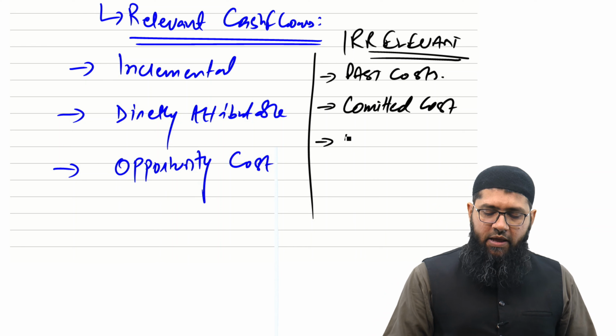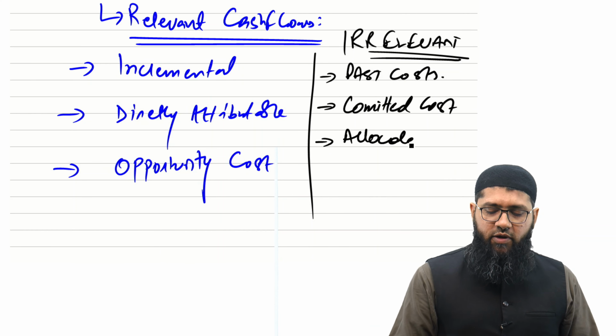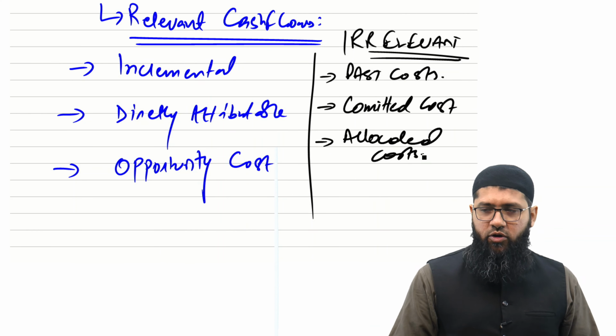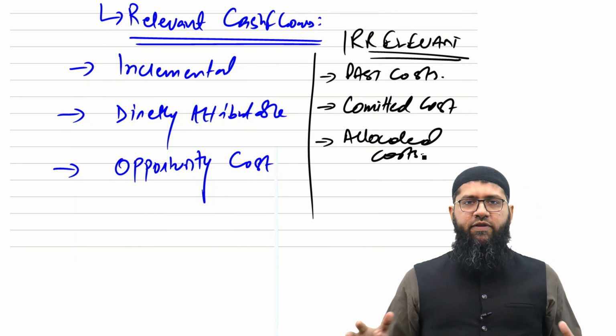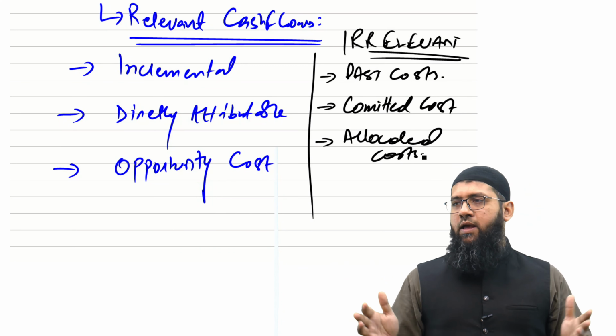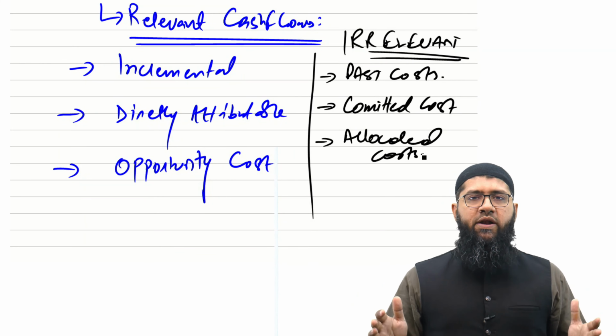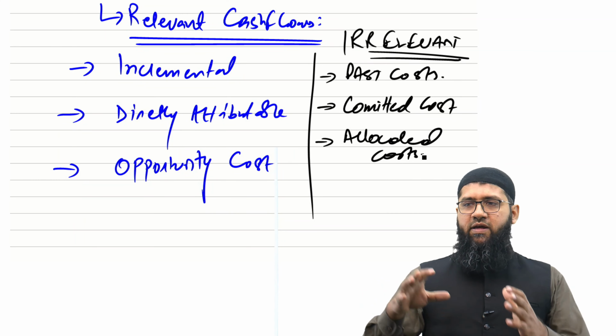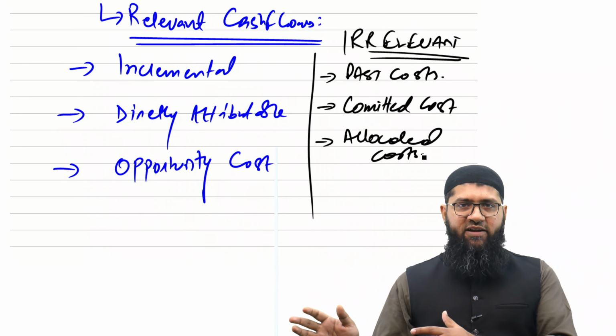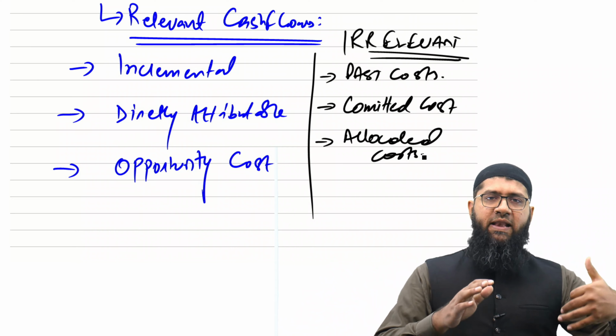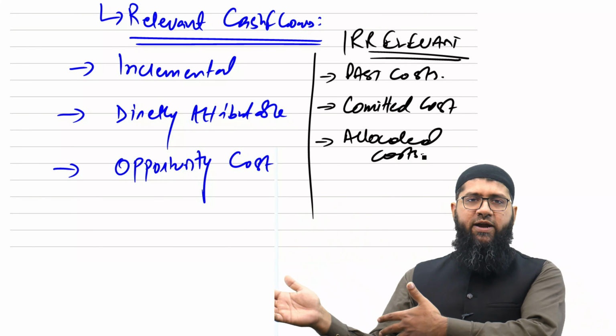Now similarly, the allocated cost. Let me just guide you on the allocated cost. A lot of times, we allocate. For example, we are incurring electricity already. Just because a separate project is being undertaken, the existing electricity is being allocated to that project also.